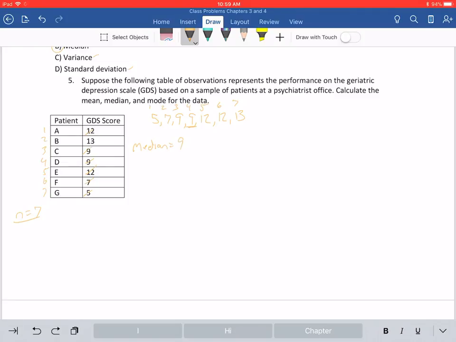Next, we can look at mode. When we have mode, we're trying to find out how many times a certain number pops up. As you can see, 9 has popped up twice, and 12 has popped up twice. So we'd write that the mode is 9 and 12. So it's bimodal. There are 2 modes. If there isn't a number that pops up more frequently than others, then we say there is no mode.